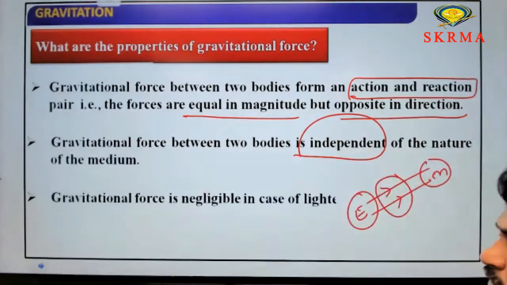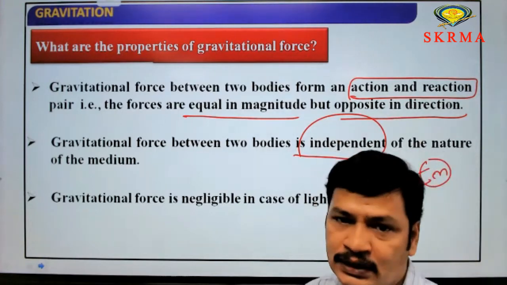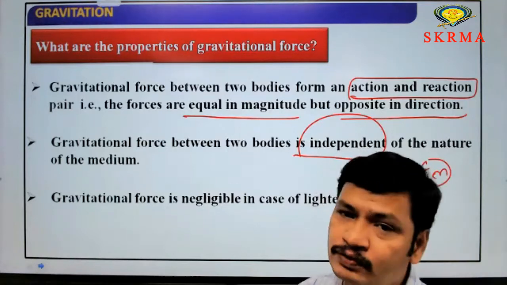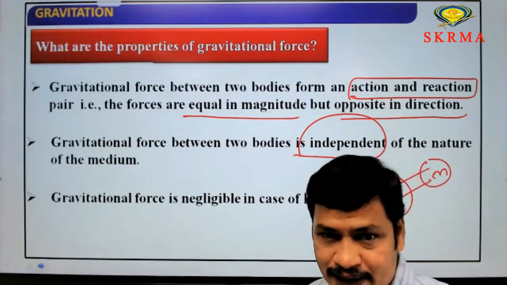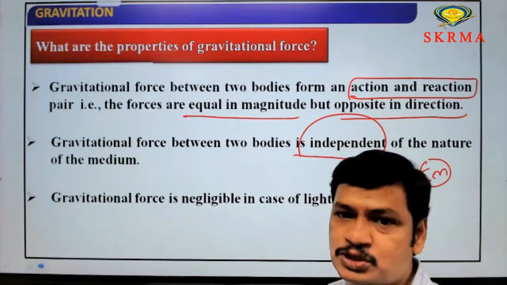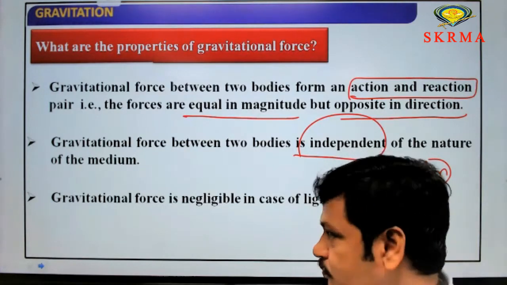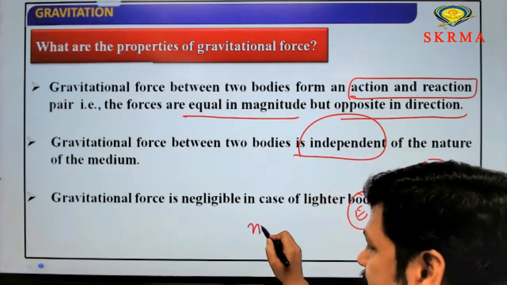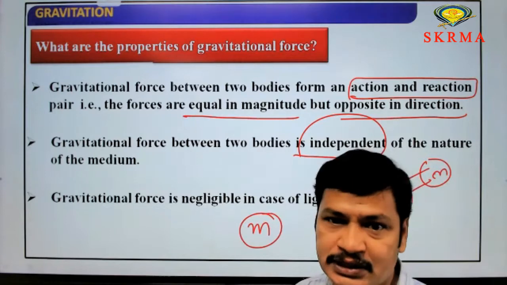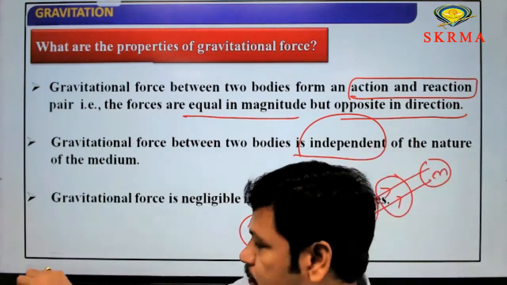The gravitational forces are negligible in the case of lighter objects. Lighter objects in the sense, if you take gas particles, where we studied the kinetic theory of gases, we neglect the gravity on gas particles or molecules. Why? Because they are very, very small. As they are very small, the mass is negligible. Whenever mass is negligible, obviously gravity is negligible. This is the third important property.